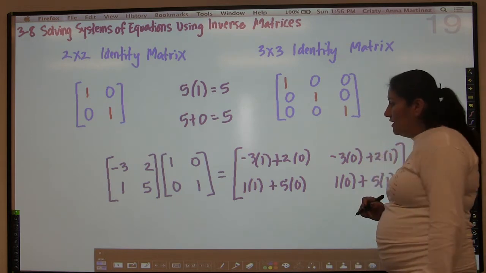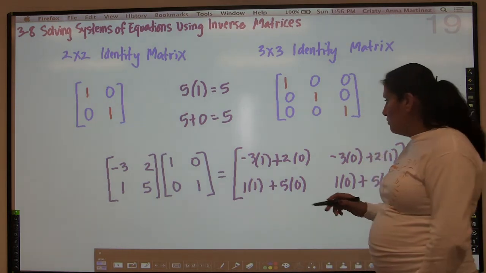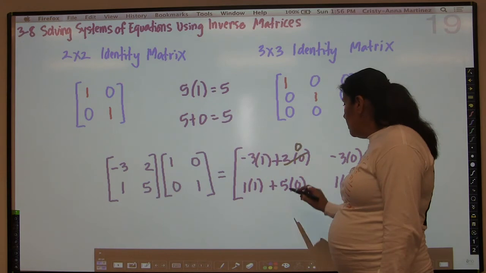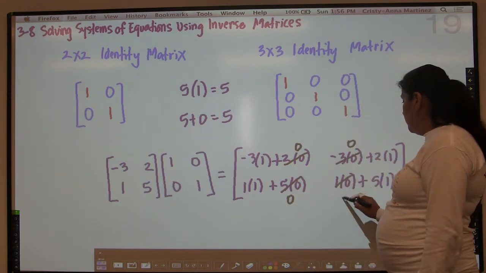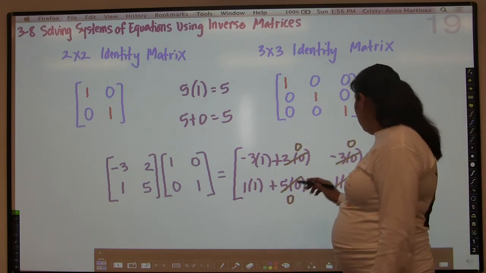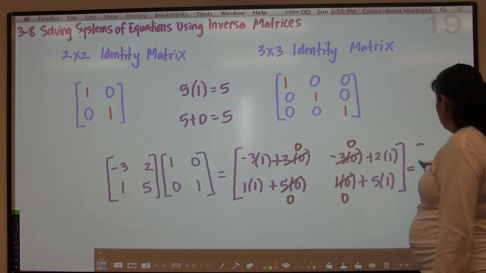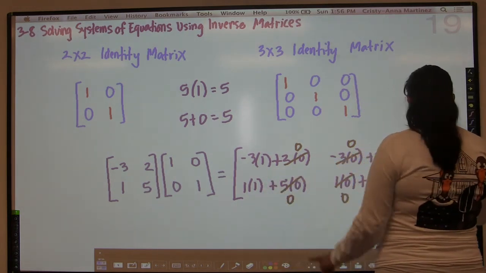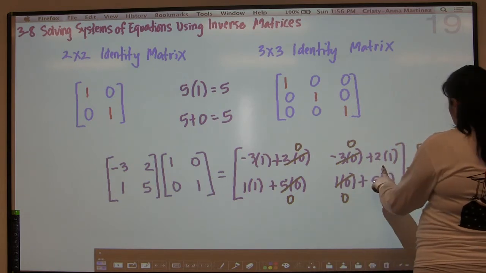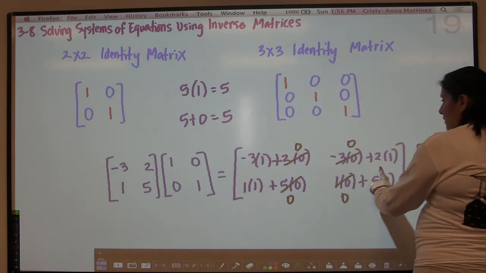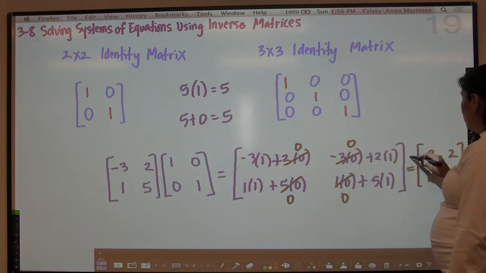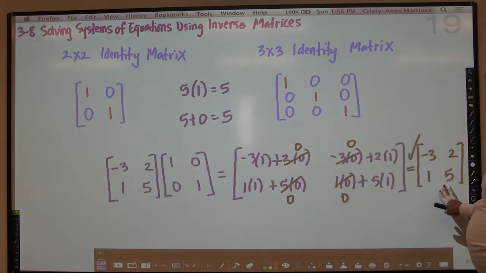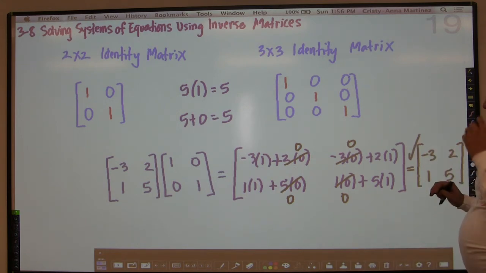And it's easy to do these because whenever you have zeros, it kind of makes things nice and easy. 2 times 0 is 0. 5 times 0 is 0. 3 times 0 is 0. 1 times 0 is 0. That's nice. So what you're going to end up with is -3, +2, 1, and 5. And so you can see that, lo and behold, I end up with the original matrix. So that is how identities work.